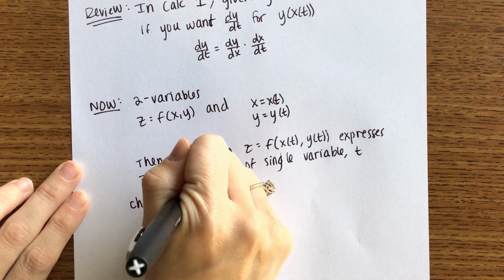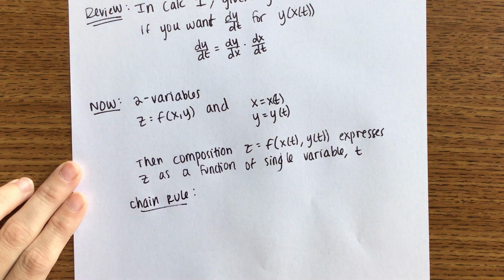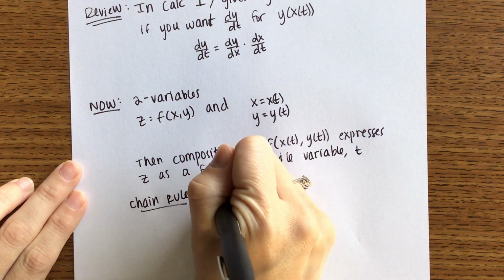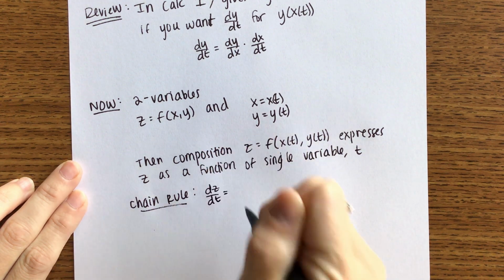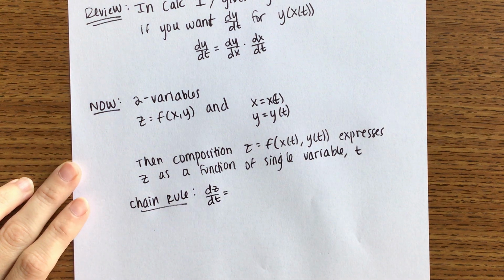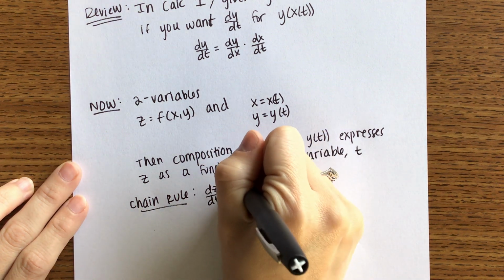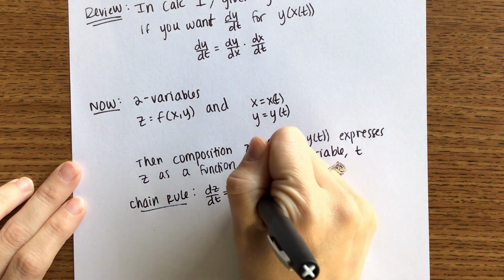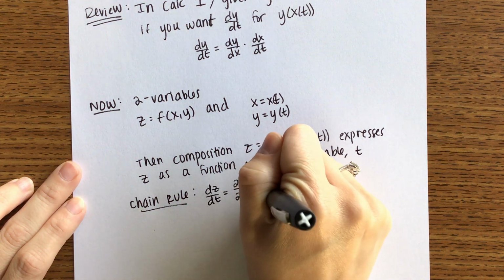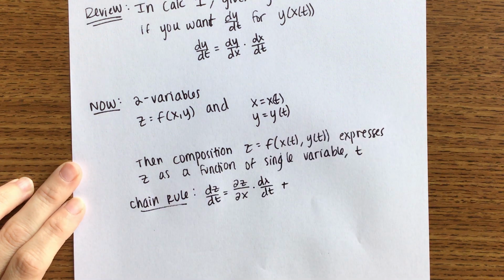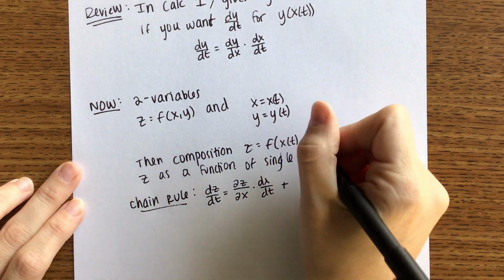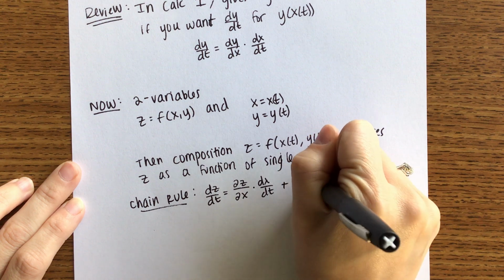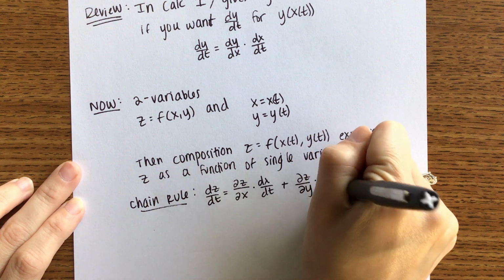Here's the chain rule for this specific scenario. If I am looking for dz dt, I'm going to take the first partial of z with respect to x, then dx dt. To that, I'm going to add the first partial of z with respect to y times dy dt.